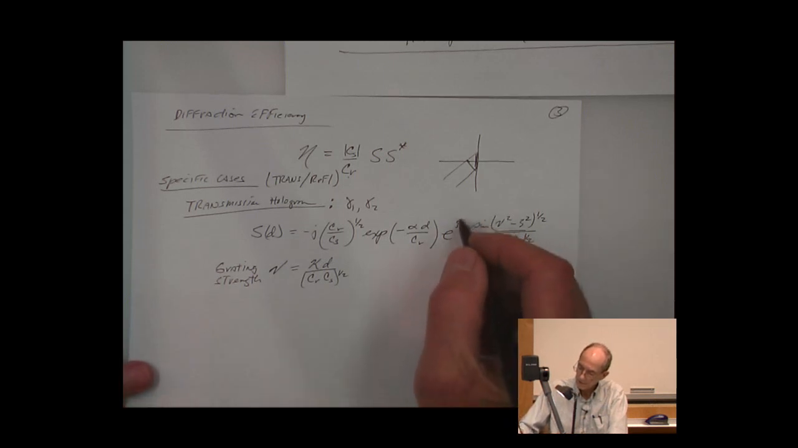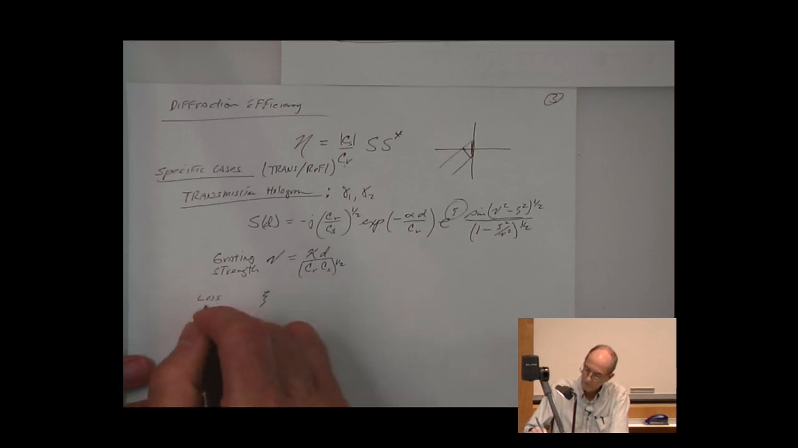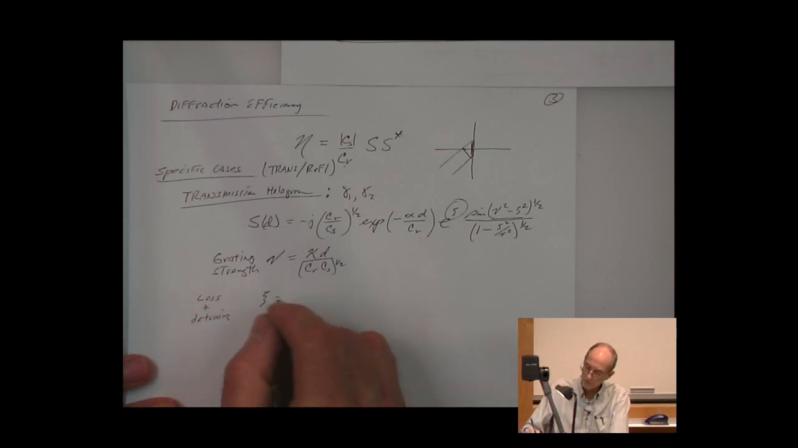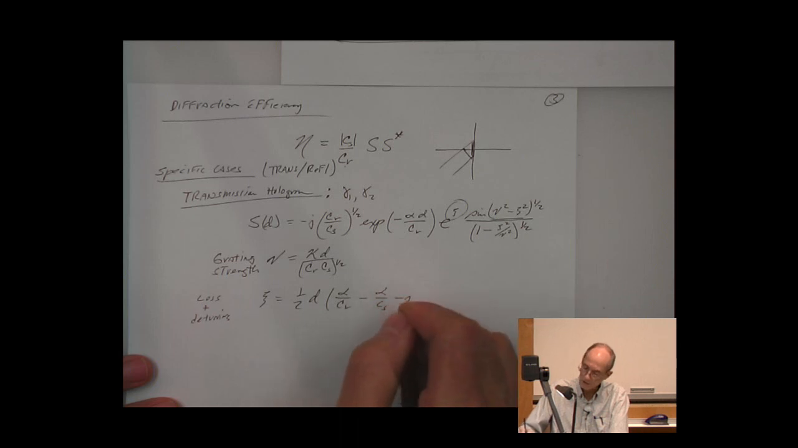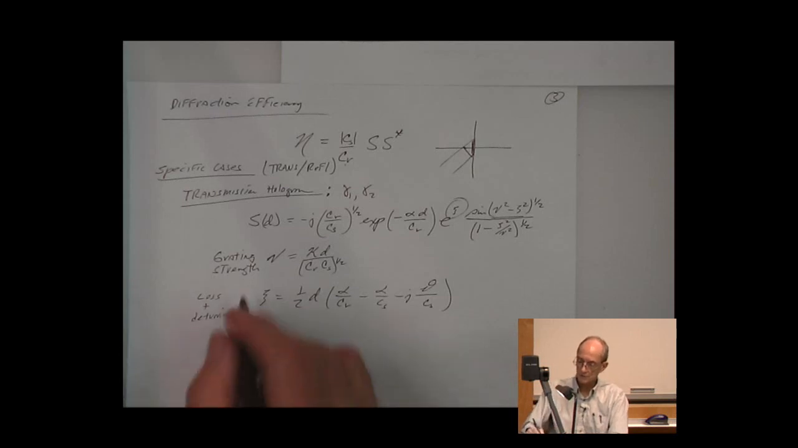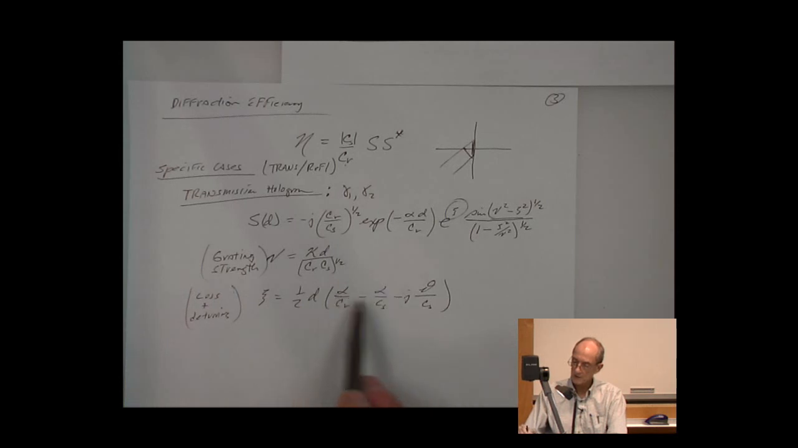Now, this other factor, chi, is the loss and detuning term. And here this is equal to one half d times alpha over C sub R minus alpha over C sub S minus j times the tuning parameter over C sub S. So as this little label tells us, we have in it the losses and the detuning that are going to affect the performance of that hologram.